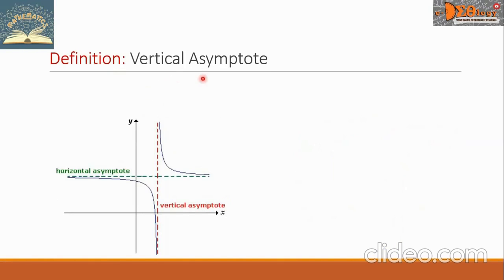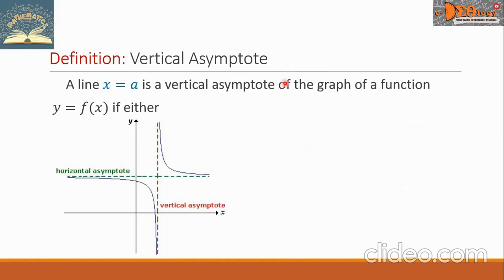Let us define vertical asymptote. A line x equals a is a vertical asymptote of the graph of a function y equals f of x if either the limit of f of x as x approaches a from the right is equal to positive infinity or negative infinity, or the limit of f of x as x approaches a from the left equals positive infinity or negative infinity.